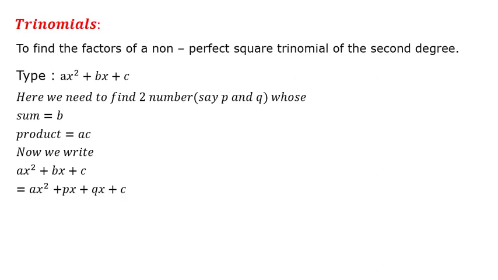So here you understand what we are doing. This ax square plus bx plus c is a non-perfect square trinomial. Now when I am saying it is a non-perfect square trinomial, that means it is not the square of any binomial, right? So here we are going to get two different factors. The coefficient of x square is a, the coefficient of x is b, and the constant term is c. Now let us see an example to understand how we factorize.